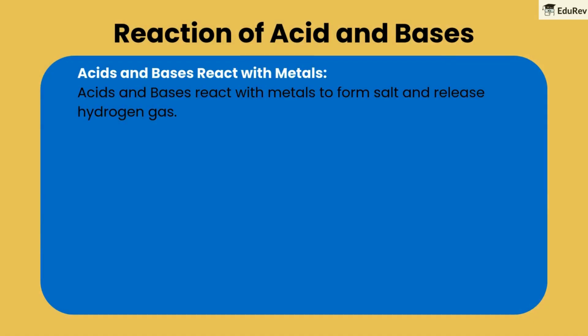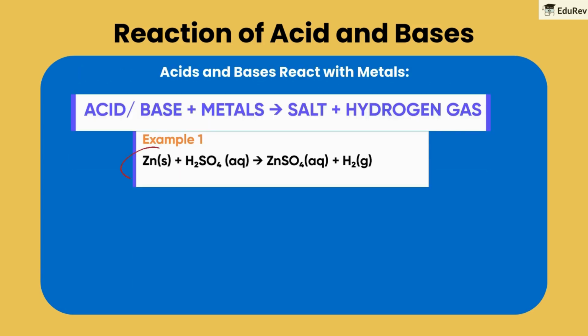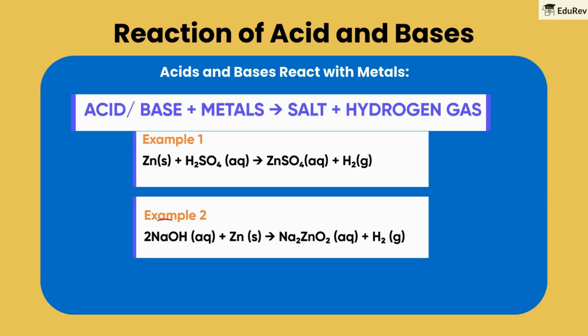Reaction with metals. Acids and bases react with metals to form salt and release hydrogen gas. So, acids or bases plus metal gives salt and hydrogen gas. Let's understand examples. Zinc, which is metal, reacts with sulfuric acid to form zinc sulfate, which is a salt, and hydrogen gas is released. Similarly, sodium hydroxide, which is a base, reacts with zinc, which is a metal, to form sodium zincate, which is a salt, and hydrogen gas is released.